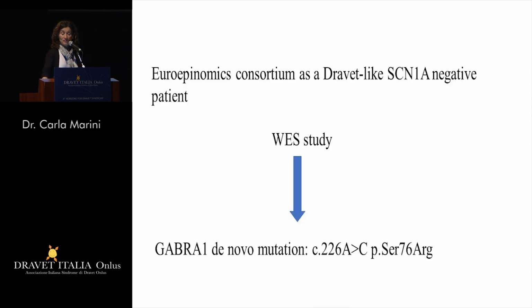So, does he have Dravet syndrome? I don't know. We can discuss it. Certainly the exome sequencing didn't come up with any SCN1A mutation, but it showed that the patient had a GABA-A alpha-1 subunit mutation, a de novo mutation, which we thought was pathogenic and so actually causative of his phenotype.